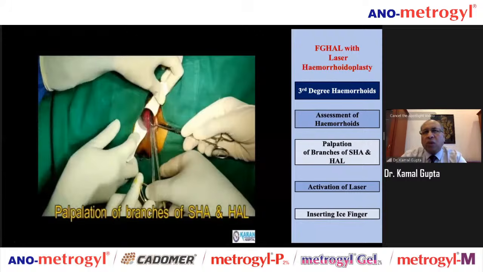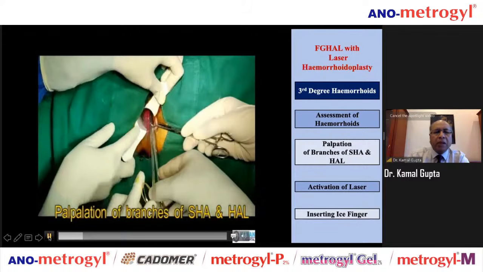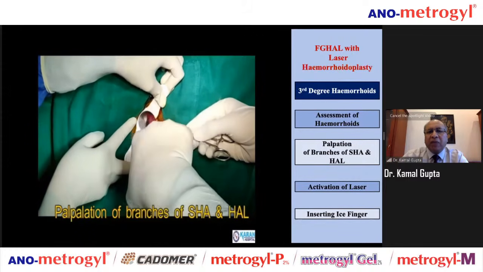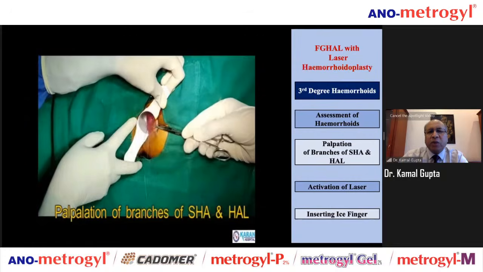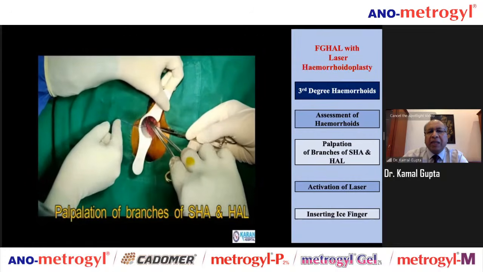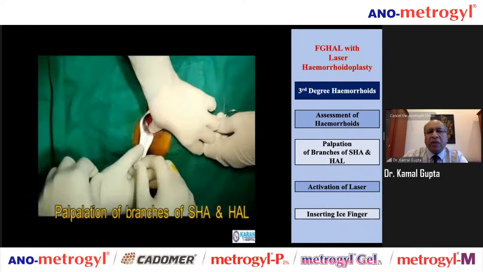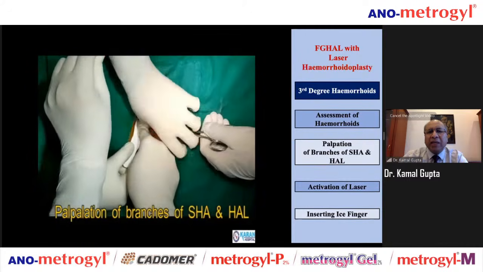Just focus on the way I am holding the needle holder. It is pronation and supination movements of the needle holder. Go at the apex of the pile mass after palpating with the fingers. Very nicely you can palpate. And that is a figure of 8 stitch which we take. Thread used is Vicryl 2-0. Now this is for milking.